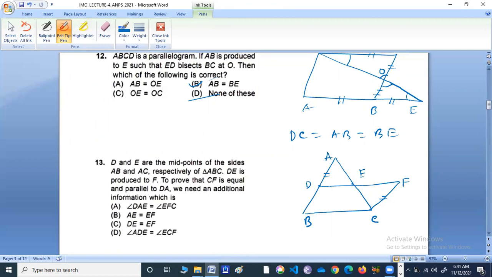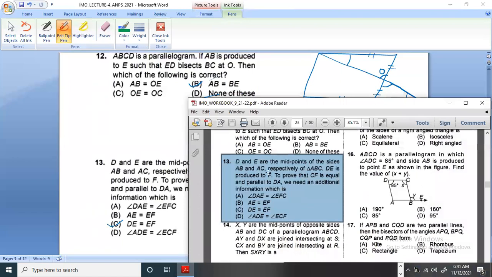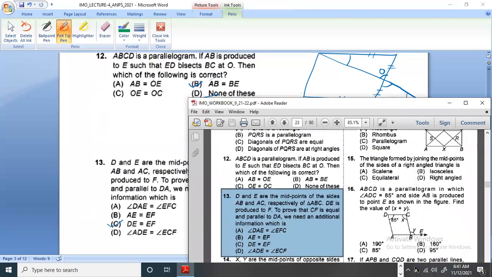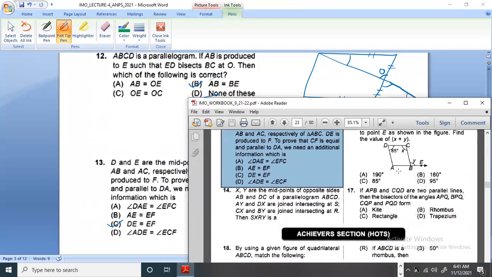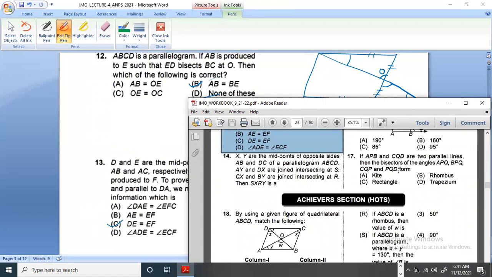we need an additional information, which is okay. So it's very easy. We need an additional information. DE is equal to EF. So this one is just the midpoint theorem. Remember the midpoint theorem? Question number 13. Let us do question number 14. Question number 14 is quite same, not doing. Question number 15 same, 16 same, 17. You can easily do 17.